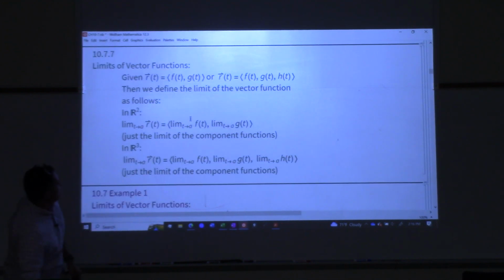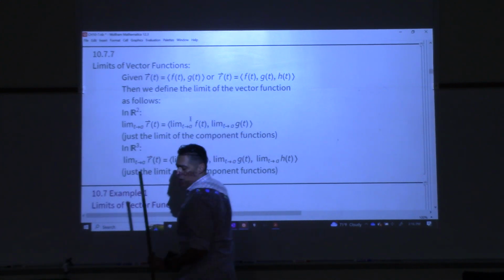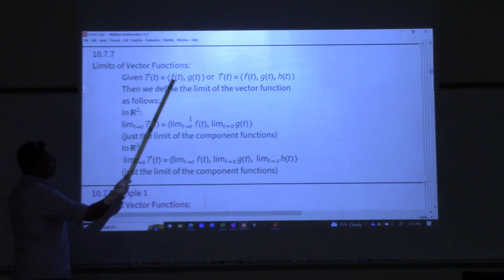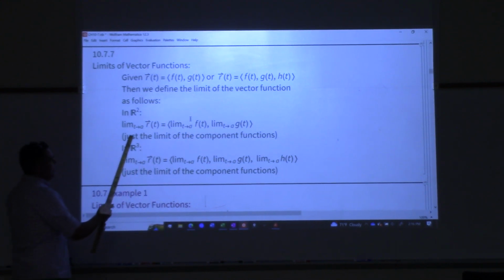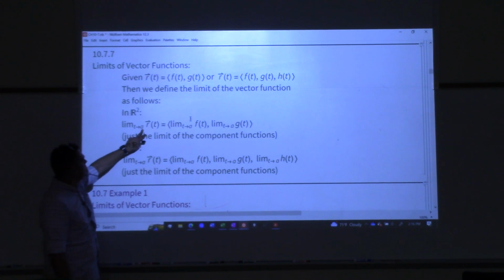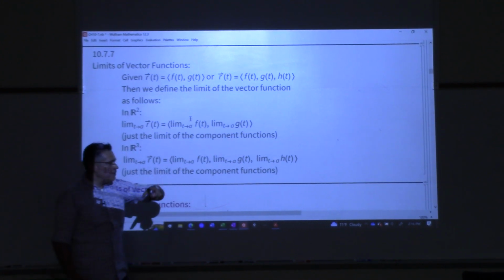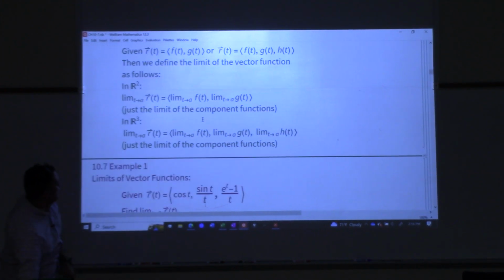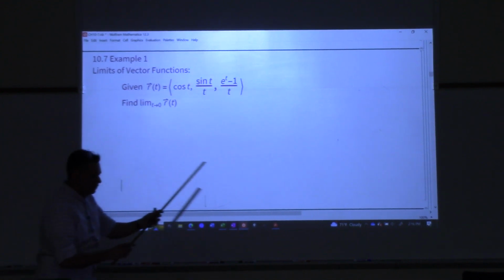All right, so first things first. Let's define what it means to take the limit of a vector function. So if you're given a vector function, either 2 or 3 dimensional, doesn't matter, then if you want to take the limit as t approaches some value, all you have to do is take the limit of each of the component functions. Each vector function will have its own component functions. Just take the limit of each one. And that's either for the 2 or 3-dimensional case. So I have an example because I think it's easiest if I just give you an example.